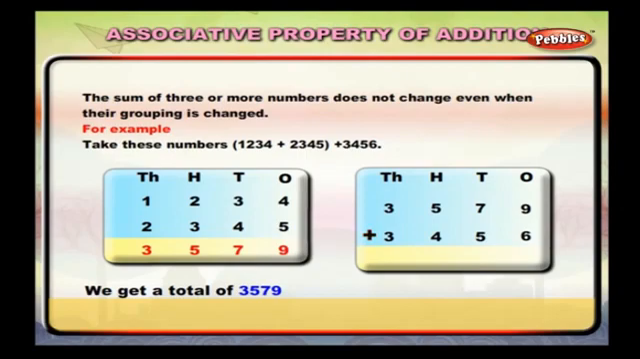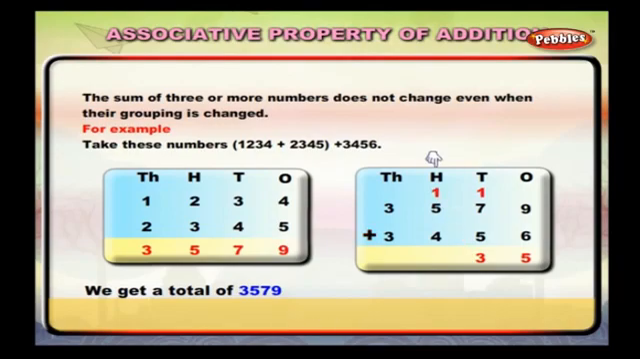3,456, to the total arrived. 3,579 plus 3,456. Add ones column. 9 plus 6 is equal to 15. Write 5 below the ones column and carry over 1 to the tens column. Add tens column 7 plus 5 plus 1, which is equal to 13. Write 3 below the tens column and carry over 1 to the hundreds column.